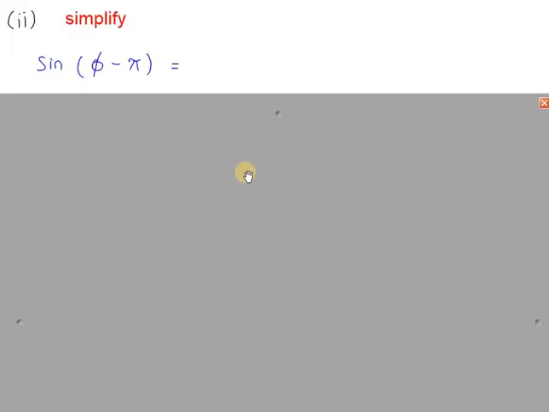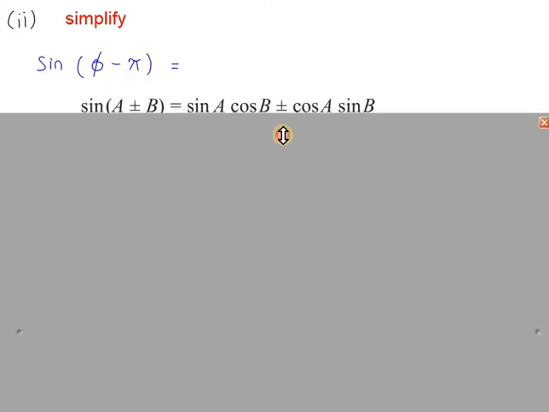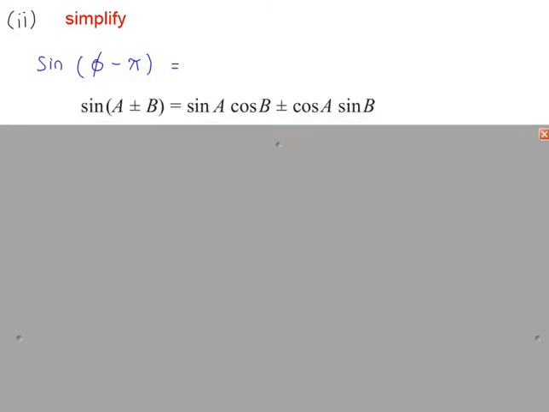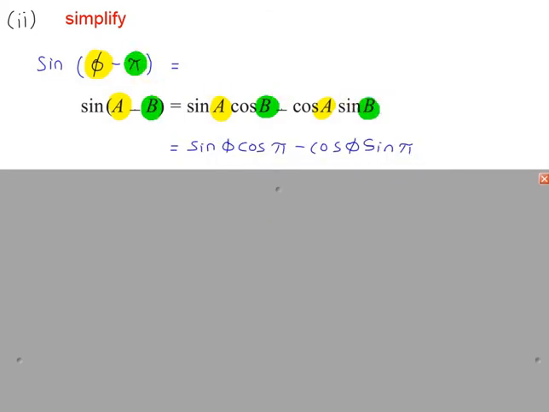Okay, part 2, sine (phi minus pi), and pi is an angle in radians. So again, using this identity, the minus there goes with the minus on this side, and angle A is phi, so I need to put phi here and here, and angle B is pi, so I need to put pi here and here. So I've got this, and we can simplify cos pi, we can simplify the sine pi as well.